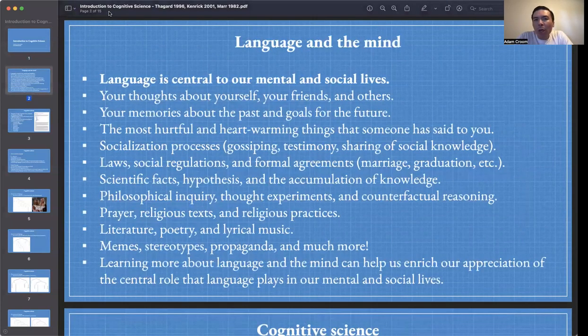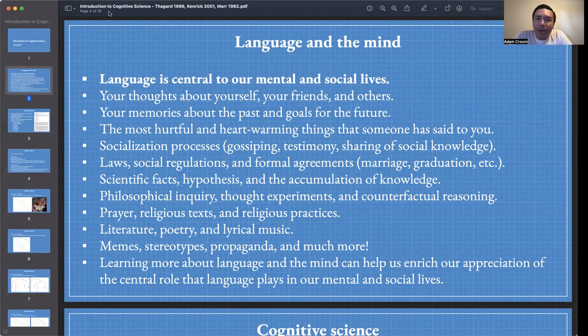This summer session, we are focusing on the cognitive science of language. So let's begin by thinking about some of the important ways that language figures in our mental and social life. Language is central to our mental and social lives. Let's consider and reflect on some of the ways in which language is central to our lives.